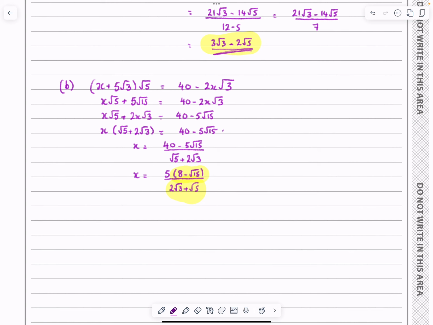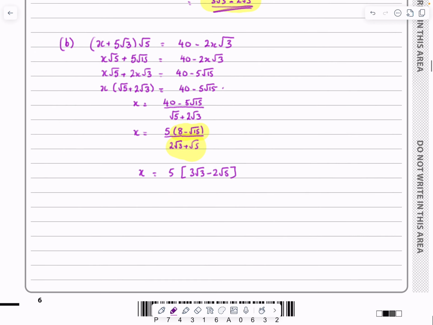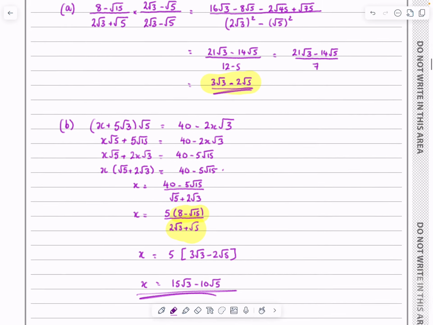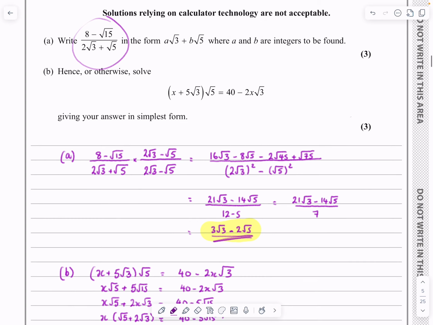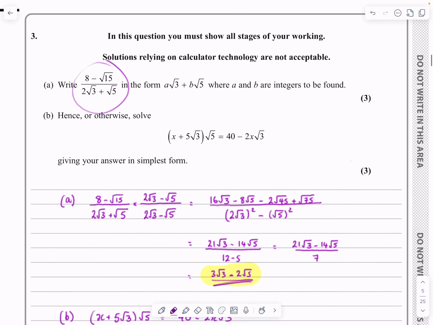So again, with all this complicated algebra, I'm really pleased at this stage that that works out to be 5 lots of, and then what we had previously, 3 root 3 minus 2 root 5, because then that actually works out to be 15 root 3 minus 10 root 5. And I'm pretty certain that that's going to be right then, because that worked out so neatly compared to the first part. So yeah, quite complicated. Just make sure you're practicing lots of those just to get used to them, but hopefully that will make sense to you.